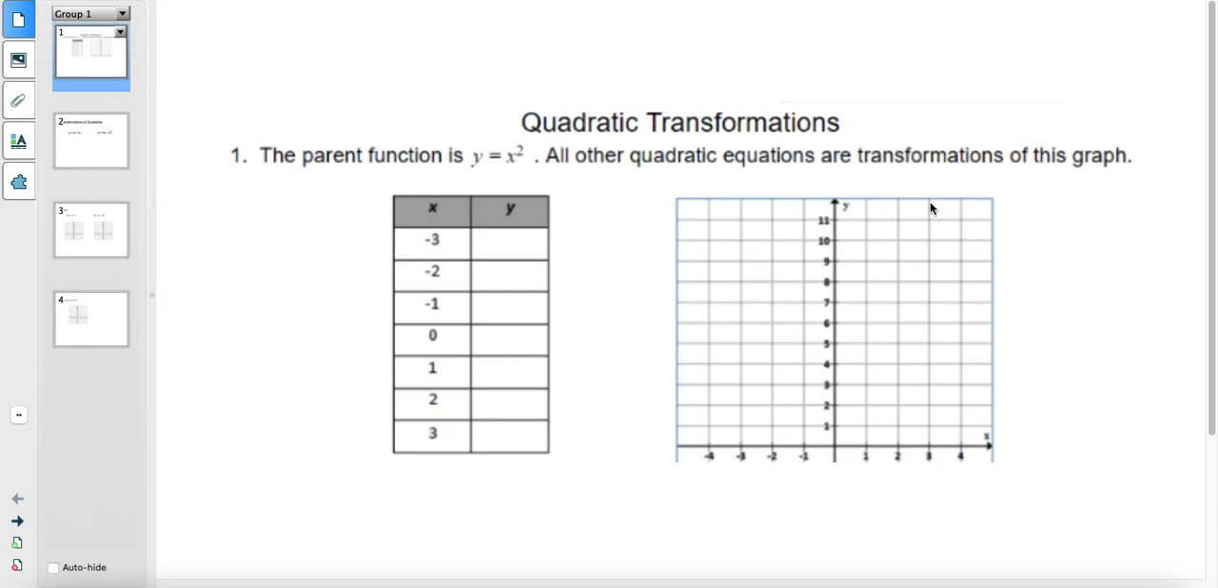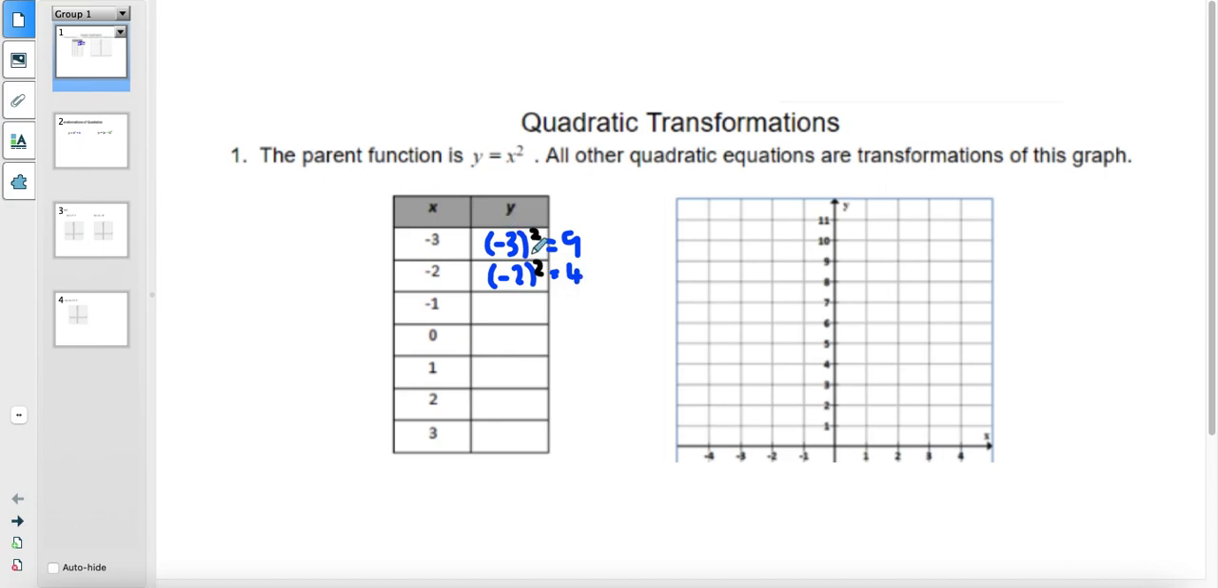So first, we're going to plug in x is equal to -3 into our equation. So if we plug in -3, we're just going to square that to get y. -3 squared. Well, -3 times -3 is just 9. Okay, if we plug in -2, same thing. We're just going to square -2. And -2 times -2 is just +4.